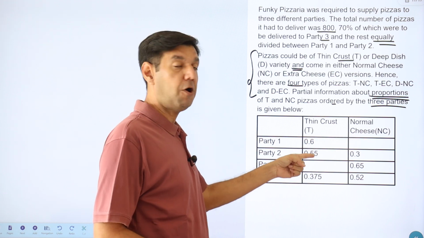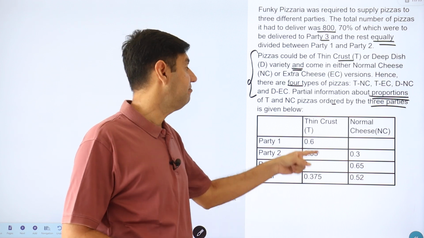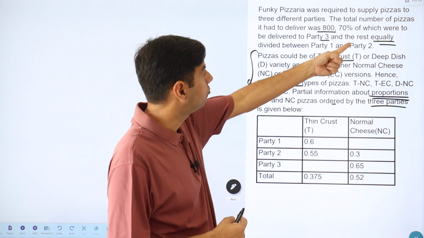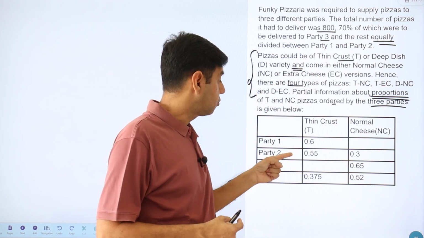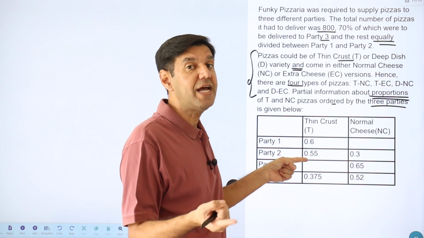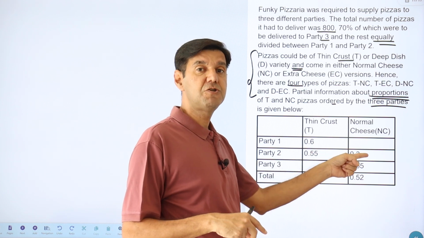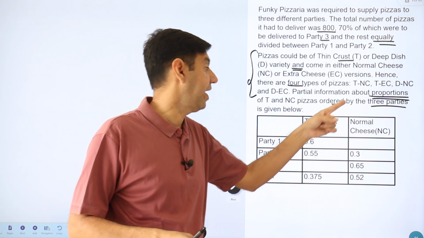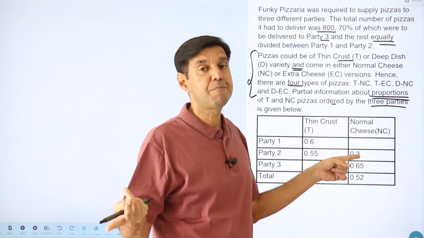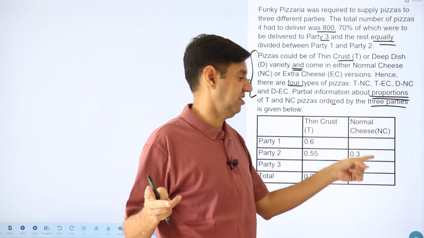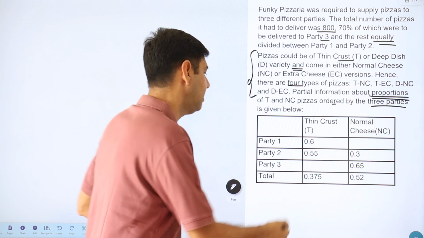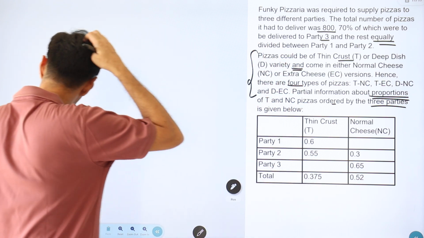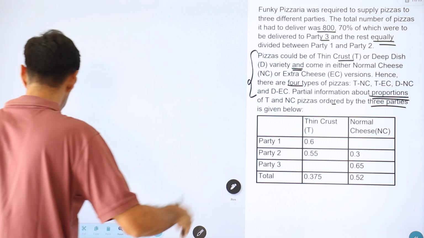For party 2, 0.55 with thin crust. So 0.55 of what? Of the ones ordered by party 2, which we can find from here. So the rest 0.45 were deep dish. And we also know the distribution between NC and EC. 0.3 of the total order were NC, and obviously 0.7 would be the extra cheese ones, right? And so on. Even the total is given. So this essentially is about getting these breakups for each of the parties.